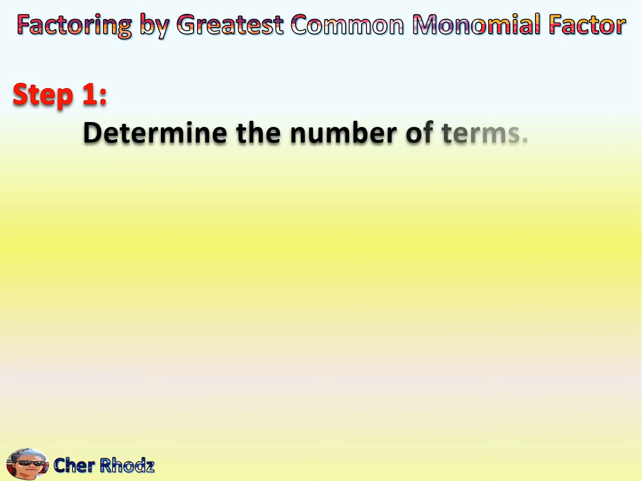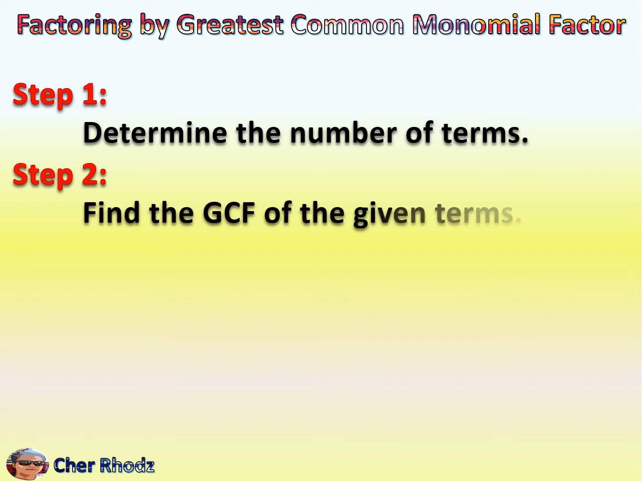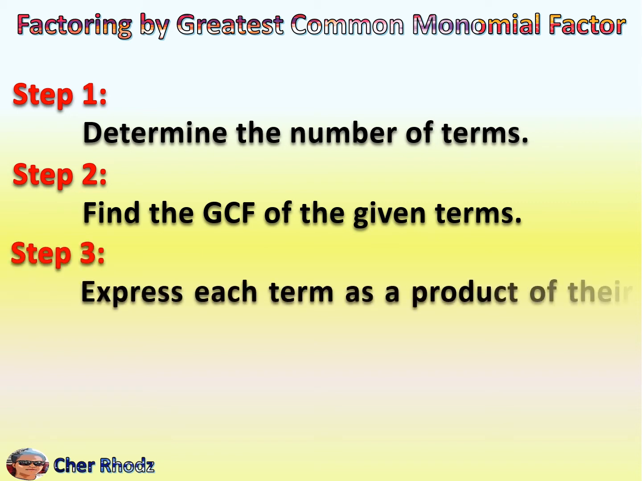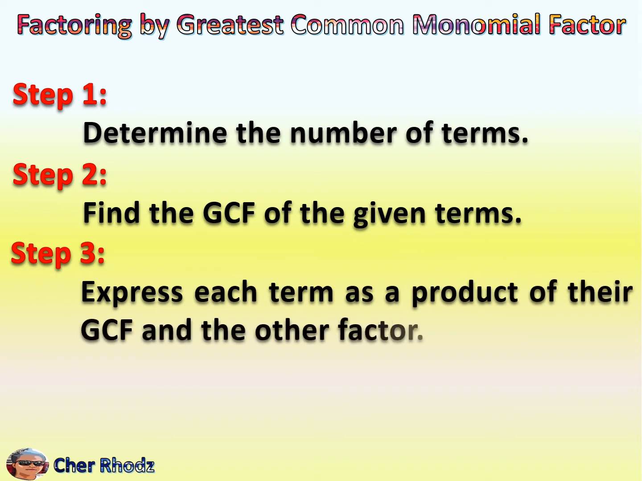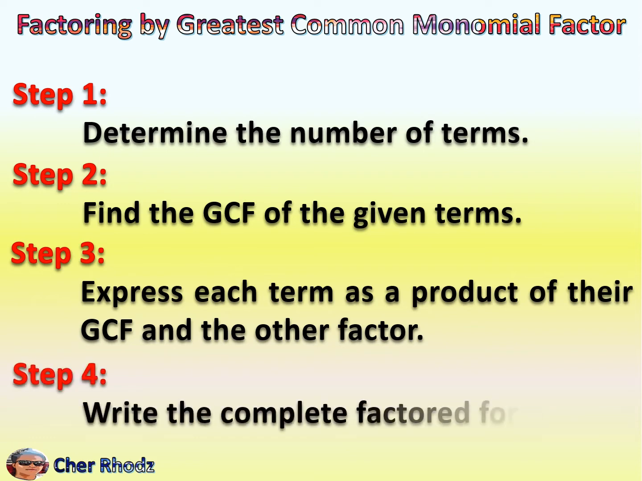We have 4 steps in factoring polynomials by using the greatest common monomial factor. Step 1. Determine the number of terms. Step 2. Find the greatest common factor of the given terms. Step 3. Express each term as a product of their greatest common factor and the other factor. Step 4. Write the complete factored form.